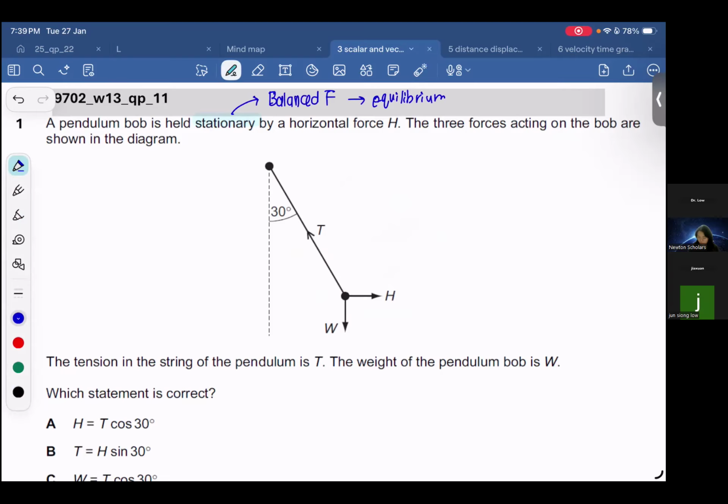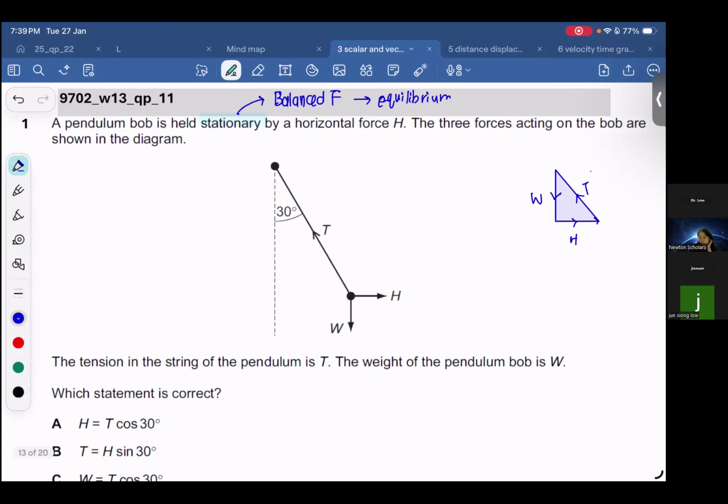If we draw the vector diagram, it might be something like this. But we didn't draw it to scale. So this one is T, this one is W. Can you see that they form a closed path? The vector is a closed path, but this one we don't know the magnitude. We just sketch it.